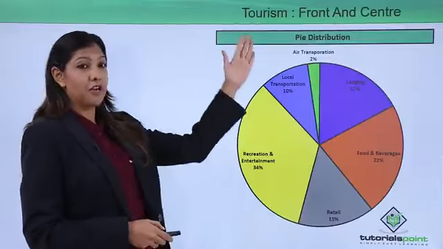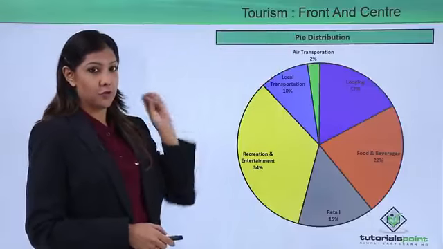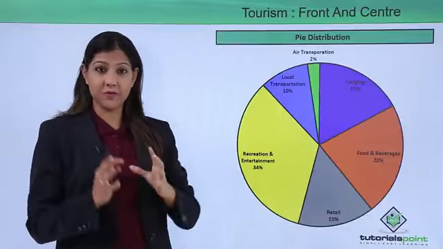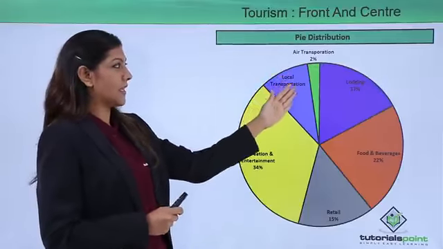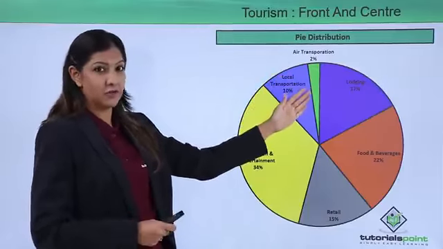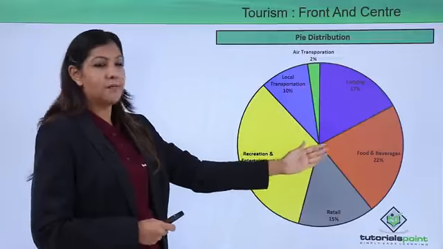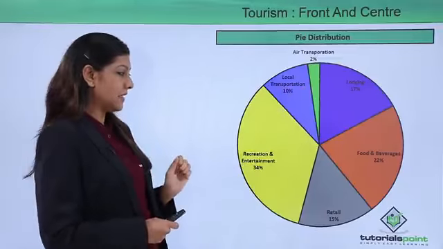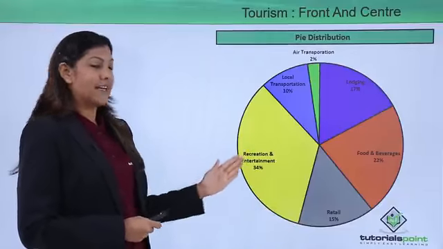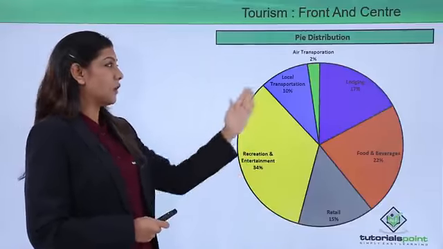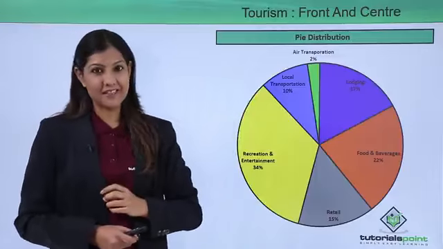Let's look at the front and as well as the center of tourism, certain distribution in terms of the pie chart. We have air transportation, which constitutes 2%. We have lodging, which is 17% of the overall juncture. Food and beverage takes care of 22%. We talk about retail, which is 15%. Recreation and entertainment at 34%, and local transportation, which is at 10%.